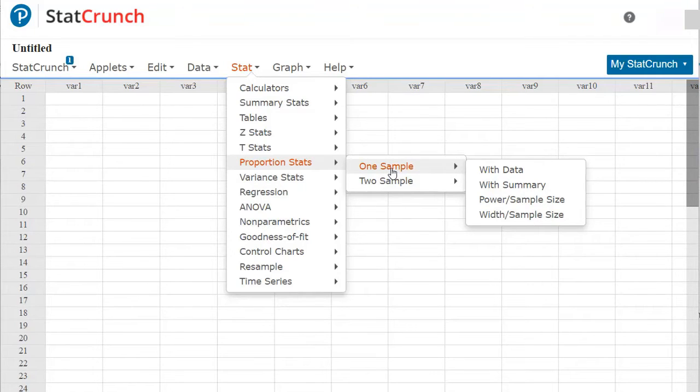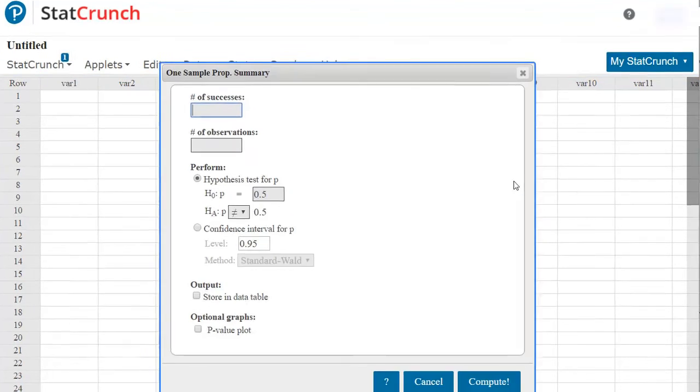When I point at that, I get other options that come up. I have with data, with summary, power sample size, with sample size. Well, in this case, if we have data, that would literally mean that we would have how many individuals said yes and how many individuals said no. So it would literally be like a list of yes and no's to the question of, are you an organ and tissue donor? So we don't have actual raw data. We have summary information. So we're going to select with summary.